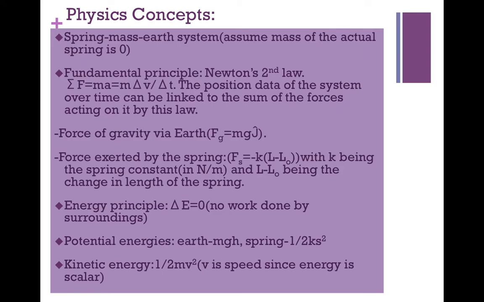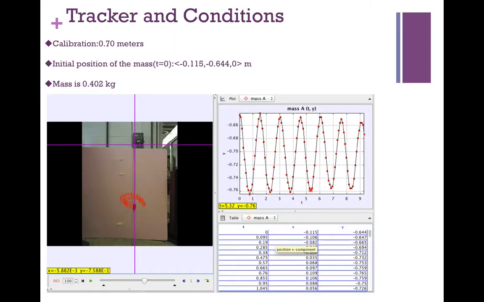force exerted by the spring pointing upwards since the spring is stretched. We have the energy principle, of course, which is the change in energy is going to be equal to 0. No work done by the surroundings because of our choice of system. We have the potential energies, which are the Earth and the spring, and the kinetic energy, which is due to the motion of the mass on the spring.